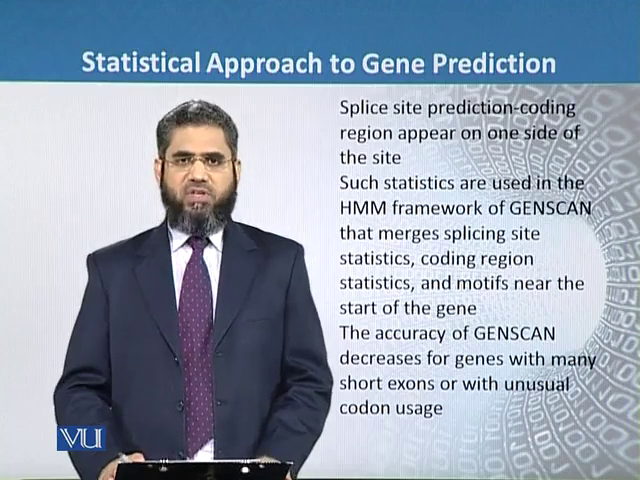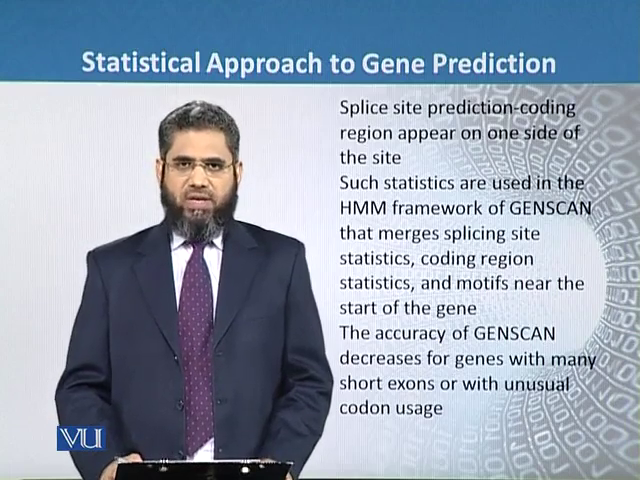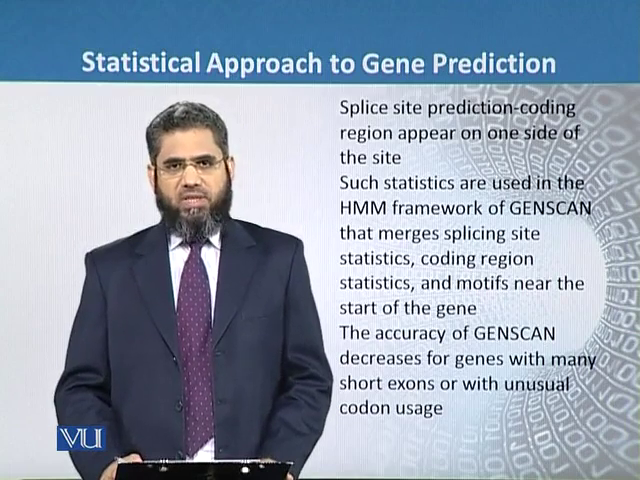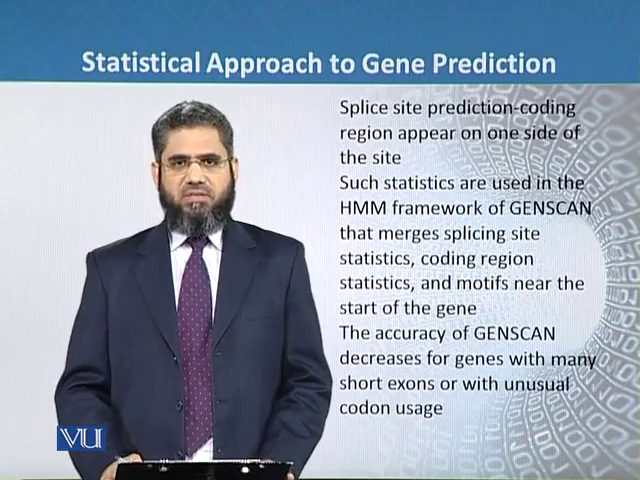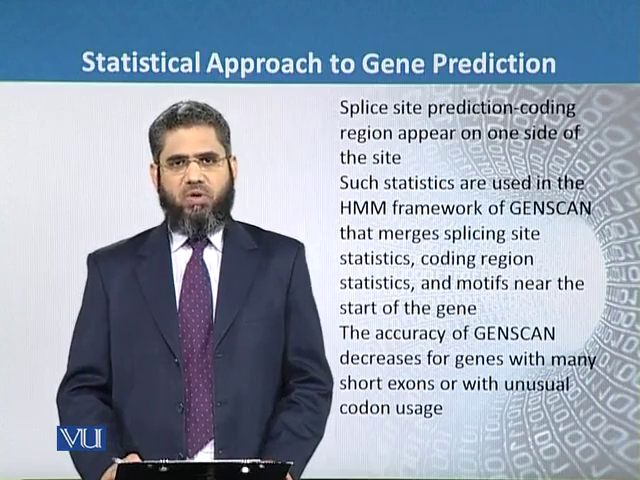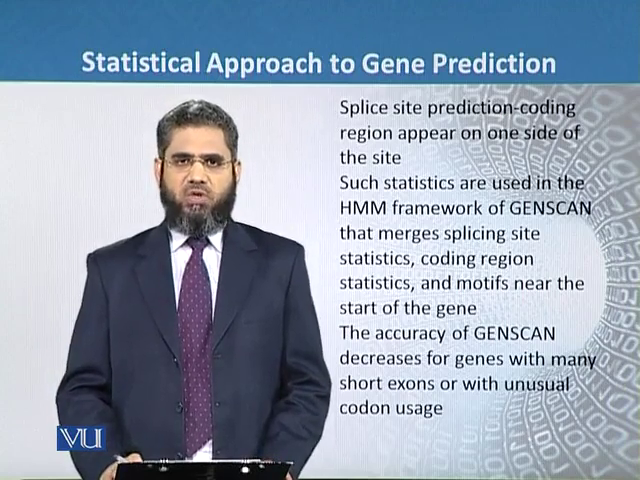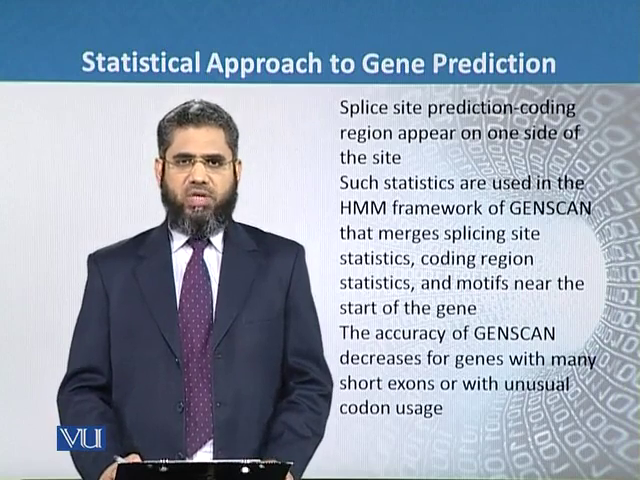So the accuracy of the GenScan software is less when the exons present in the gene are small in size, or when they use unusual codons when they code for the amino acids.